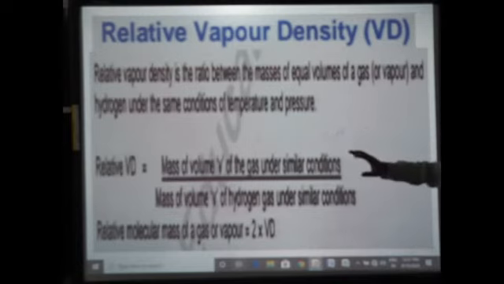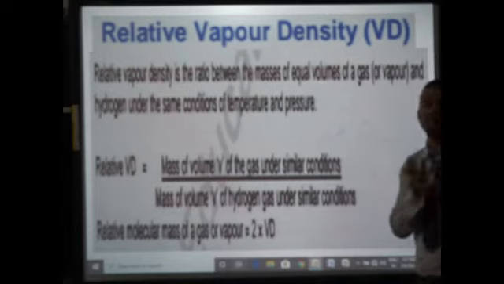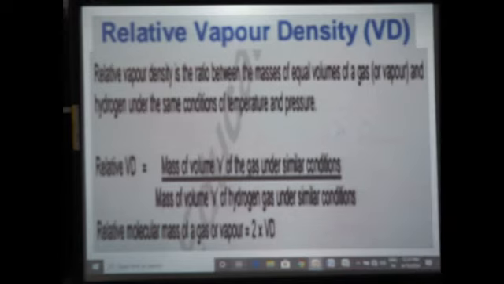Relative vapor density is the ratio of the mass of a volume of the gas by the mass of the same volume of hydrogen gas. That means the mass of a particular volume of gas divided by the mass of the same volume of hydrogen gas is called relative vapor density. So mass of a volume of the gas under similar conditions divided by mass of a volume of hydrogen gas under similar conditions. That condition is to be the same.